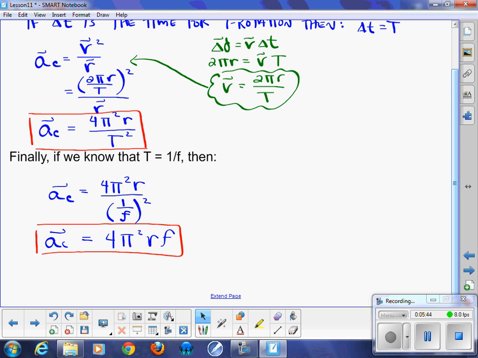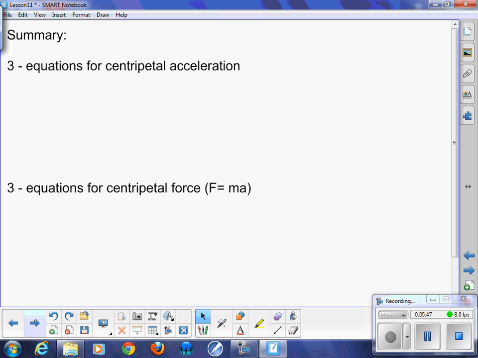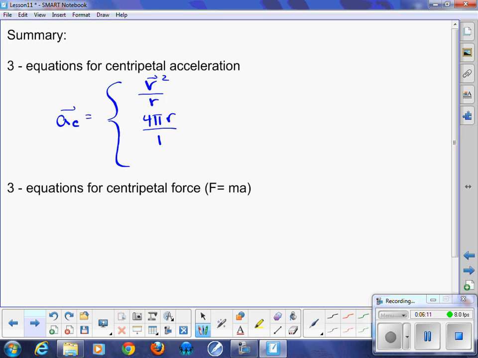All right. So we end up with 3 different versions, or 3 different formulas, for centripetal acceleration. Centripetal acceleration is equal to v squared over r. It's also equal to 4 pi squared r over your period squared, and it's also equal to 4 pi squared r f squared. And the pi's should be squared. Okay, so there are your 3 formulas for centripetal acceleration.